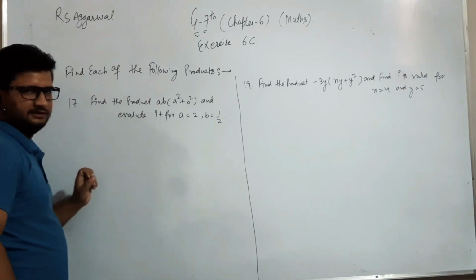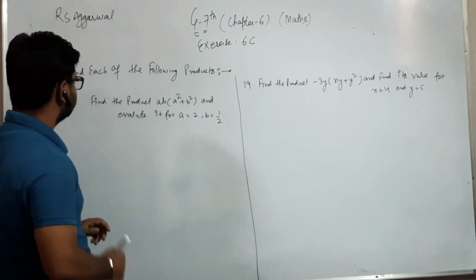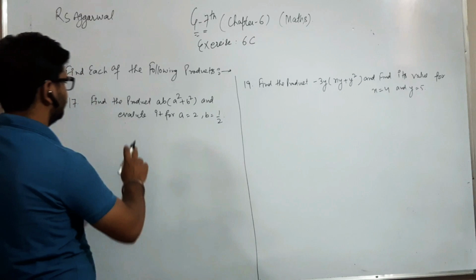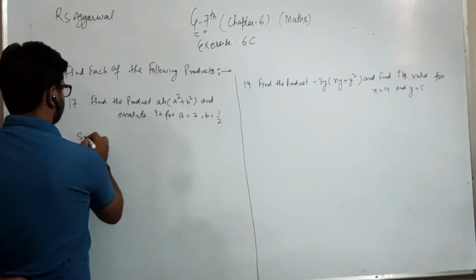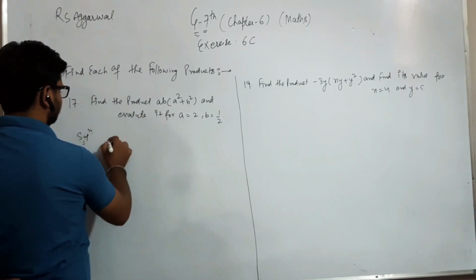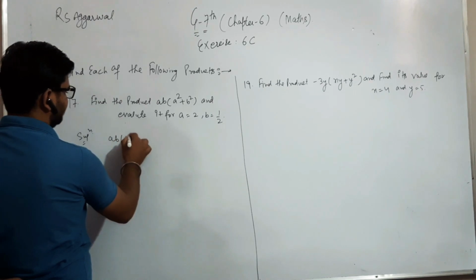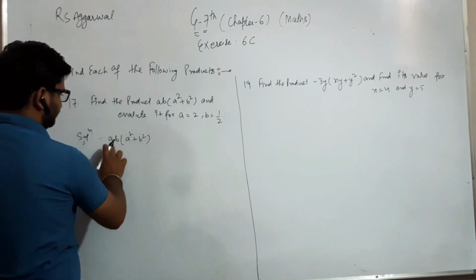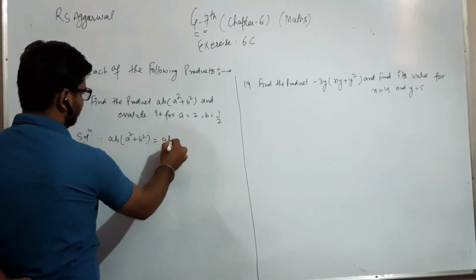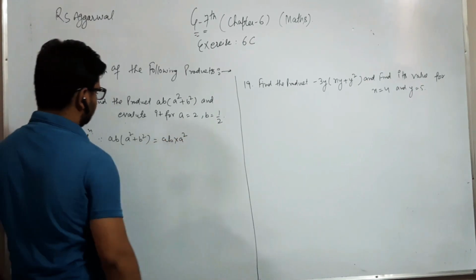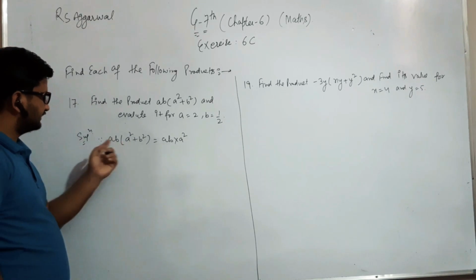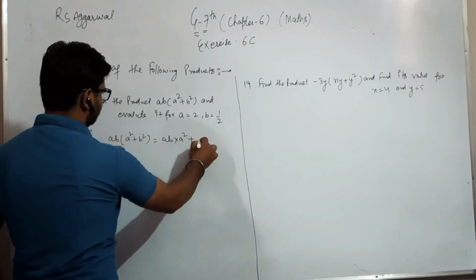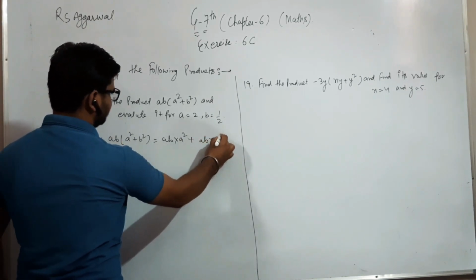In the question number 17, this exercise, the question is find the product of AB into a square plus b square. So first we multiply AB with a raised to power 2 plus b raised to power 2. So in this, the AB is multiplied first with a raised to power 2 in bracket, and second plus is plus sign here. Then AB is multiplied with b raised to power 2.